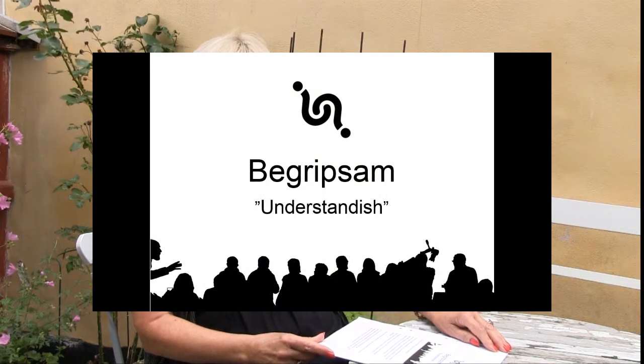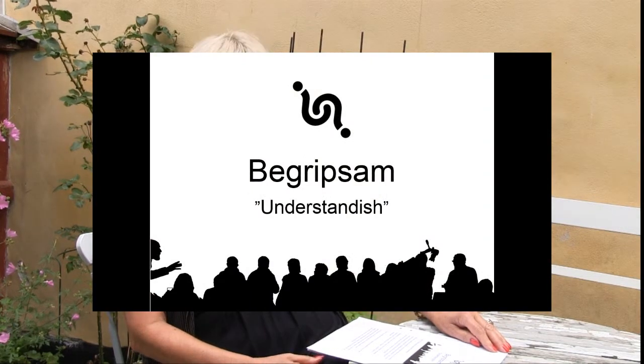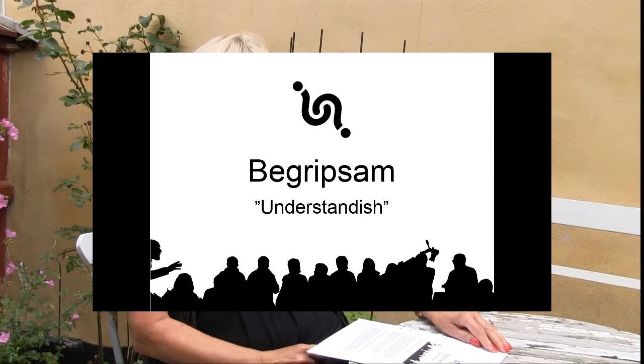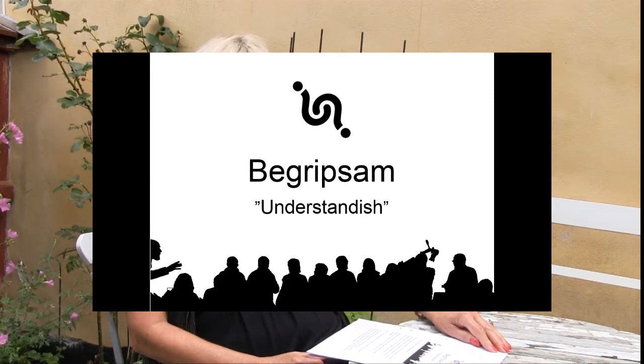And one way to define cognitive accessibility is to say that when it works for people who have all kinds of cognitive impairments, it will be accessibility. And you see another word that you might not have met before. It is Begripsam. That's our Swedish name. It's not a real existing name at all, and neither can it be translated into English. But if I try, it would be understandish.